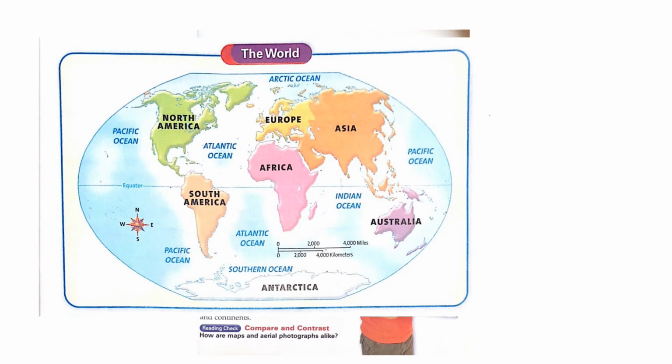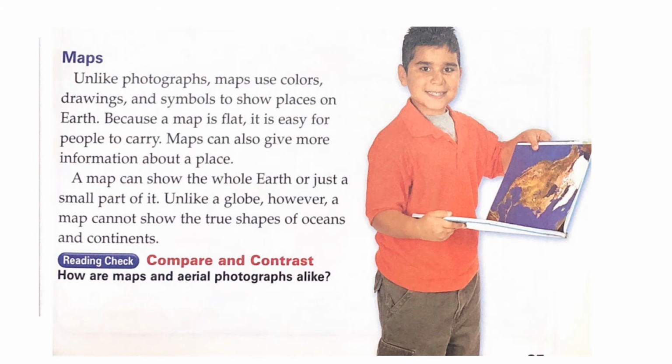Now you can see the world, you can see the oceans, you can see the continents. You should be able to label them by now. You can always pause this video, go through these again, a quick recap. Now, let's read about maps.